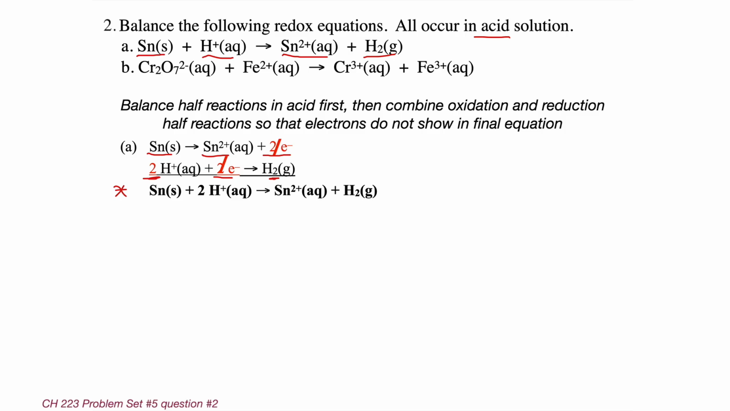And you can always double check your final answer. Make sure that they're balanced for mass. So a Sn on each side, check. 2 hydrogens on each side, check. So balanced for mass. They'll also be balanced for charge.